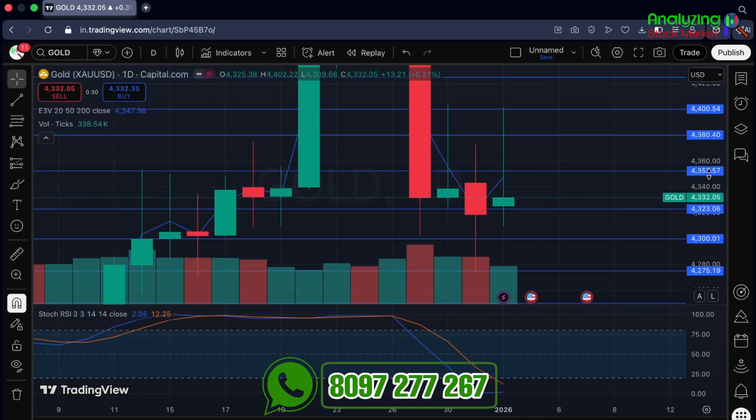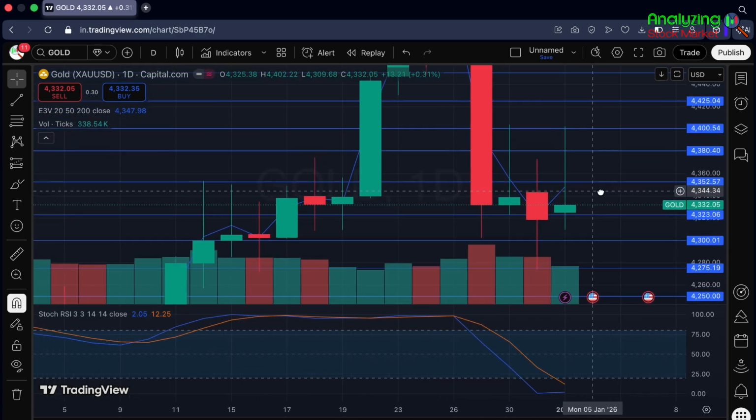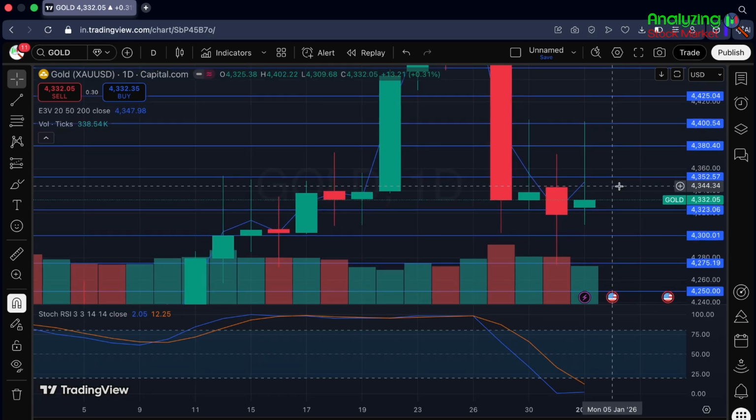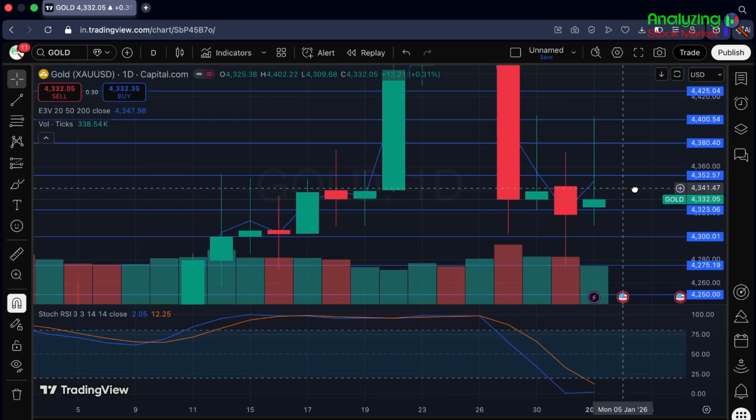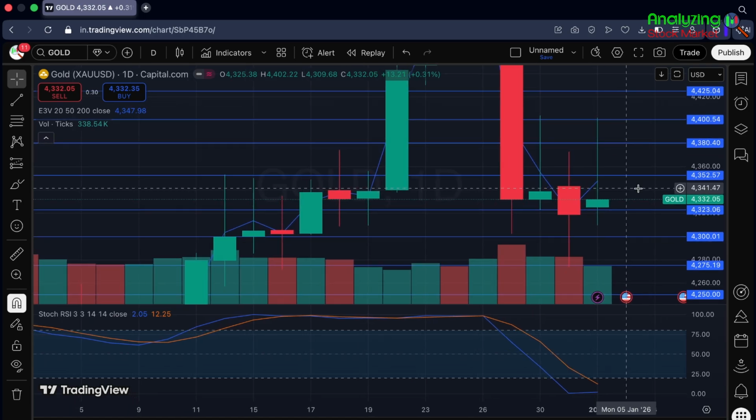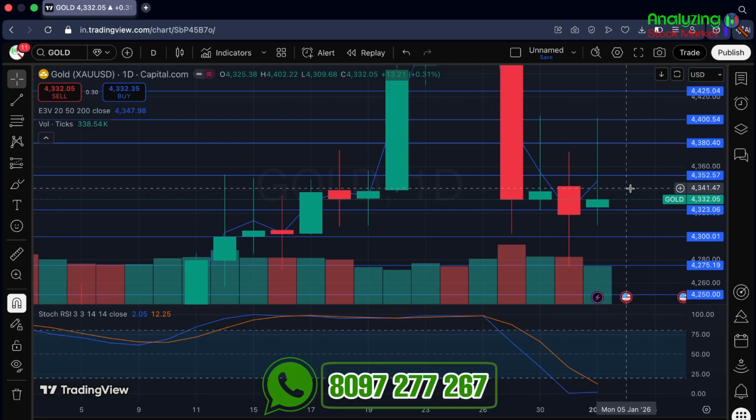So here, important support and resistance zones are already marked, so we don't need to mark any new levels for this week. The previous week's markings will help us analyze the coming week. Let's talk about the closing first. Here 4332.05 is the closing. The direct support is 4323 and the direct resistance is 4352. After the direct support, there is a support of 4300 and then 4275. After the direct resistance, there is a resistance of 4380 and then 4400. So these are the important support and resistance zones which will help you take better stop loss and target levels according to your bias.